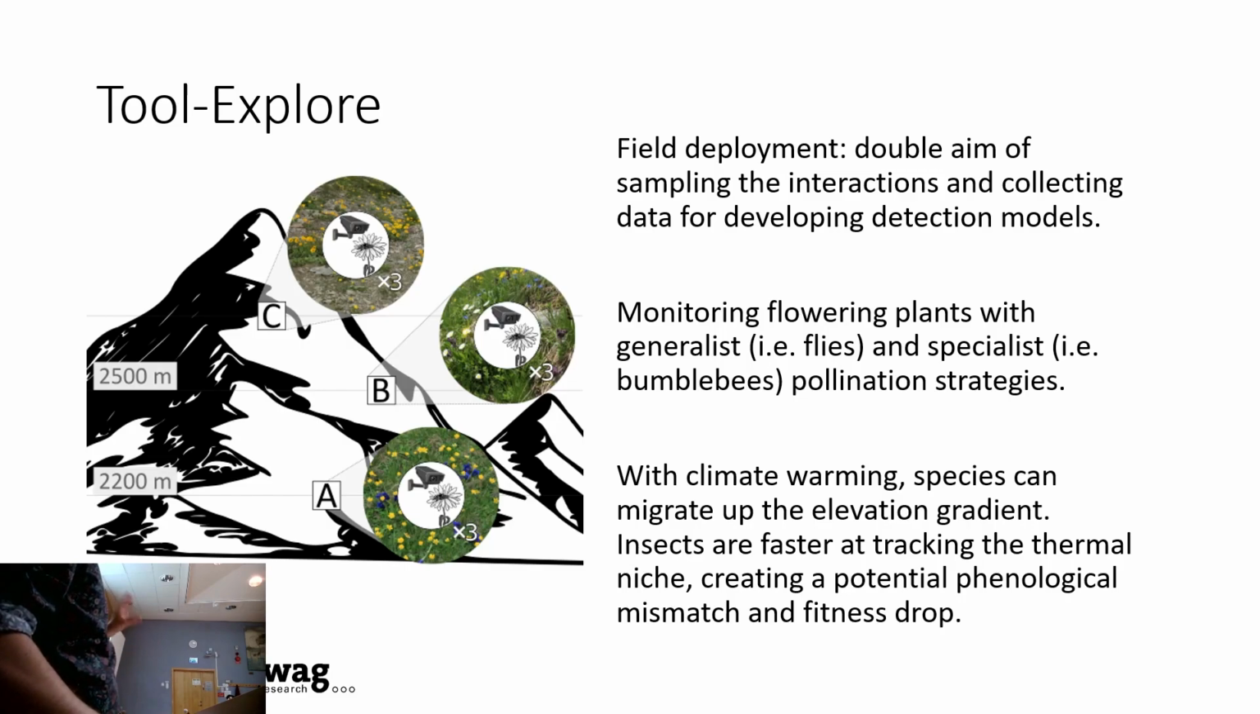We monitor two species of plants. One is a generalist, so it's pollinated by a wide array of things, and one is more specialist, and it's only pollinated by bumblebees, across an elevation range. So the idea here is that with climate warming, species can migrate up the elevation gradient, and insects have been shown to be faster at migrating up, and this creates a potential mismatch between the flowering time of the plants and the emergence of the insects, which is bad for the fitness of both plants and insects.